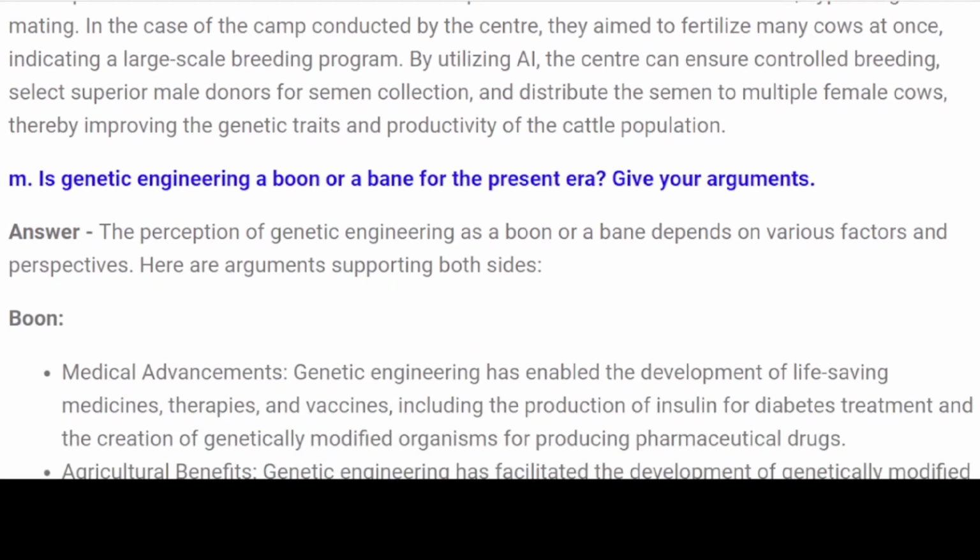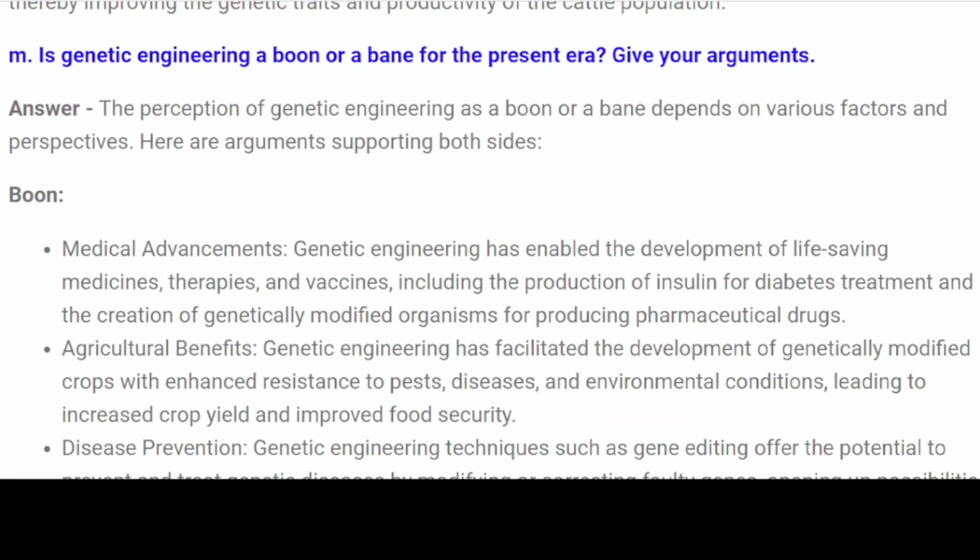Give your arguments. Answer: The perception of genetic engineering as a boon or a bane depends on various factors and perspectives. Here are arguments supporting both sides. Boon. Medical advancements: genetic engineering has enabled the development of life-saving medicines, therapies, and vaccines, including the production of insulin for diabetes treatment and the creation of genetically modified organisms for producing pharmaceutical drugs.